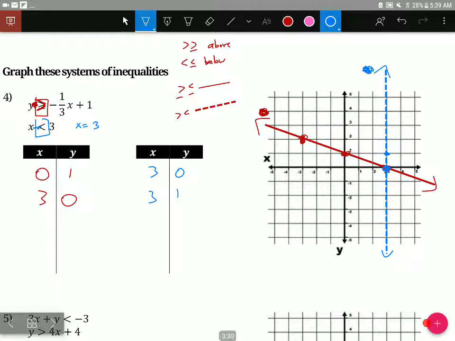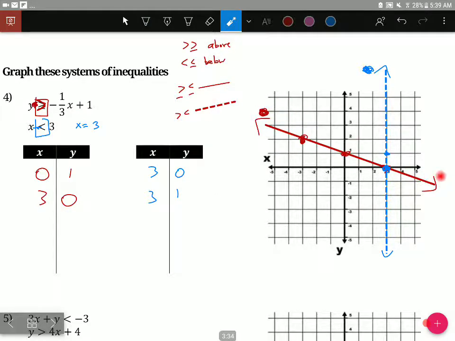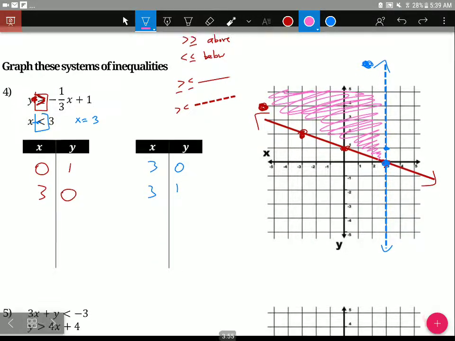So basically we want above the brown, and we want to the left of the red. Well, that's right here. So that is the area we need to shade. Cool. And that's how every last one of these works. Every single one of them. So let's do the other two real quick.